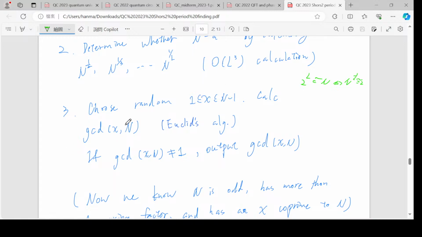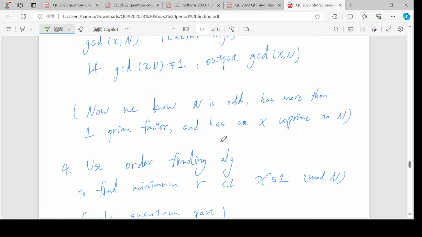That's the promise we need in our order finding. Obviously, if this condition is not true, then you already win, because x cannot be a multiple of n, so the GCD cannot be n. If the GCD of x and n is not equal to 1, this must be a non-trivial factor of n. So you already find a non-trivial factor of n here.